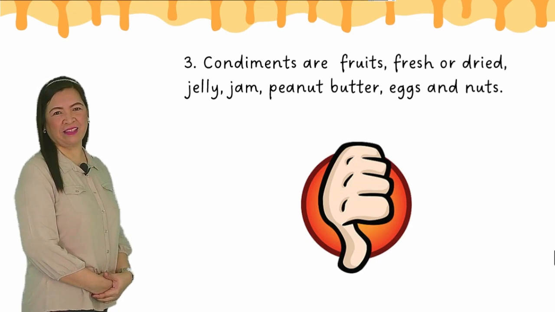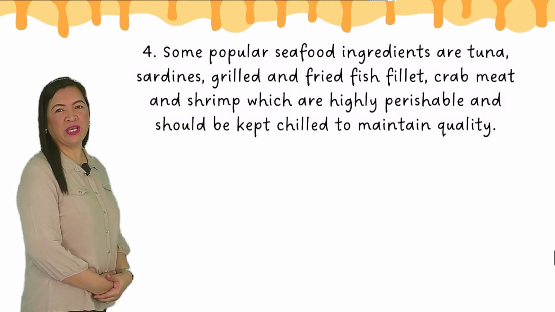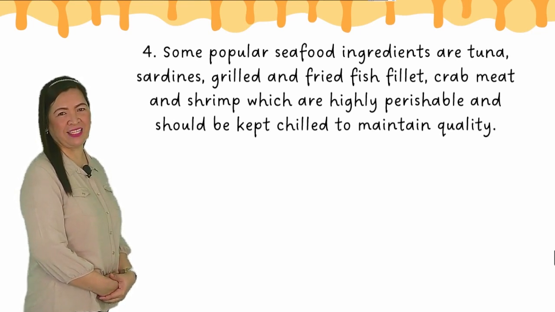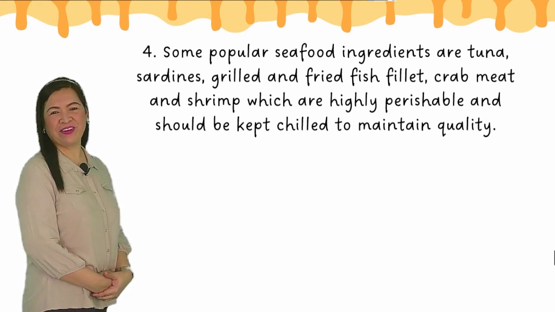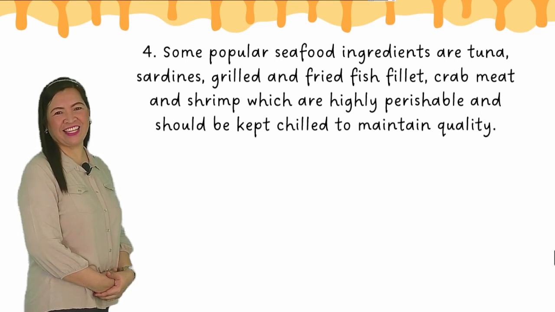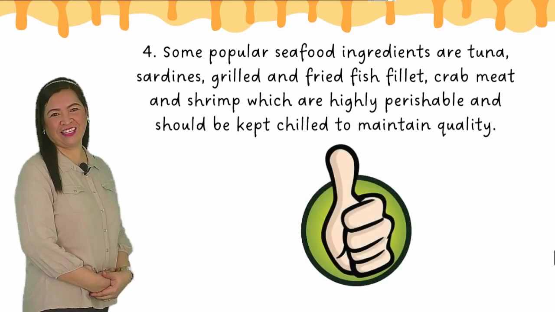Fourth statement. Some popular seafood ingredients are tuna, sardines, grilled and fried fish fillet, crab meat, and shrimp, which are highly perishable and should be kept chilled to maintain quality. Thumbs up or thumbs down? Great! It's thumbs up. Fifth statement.